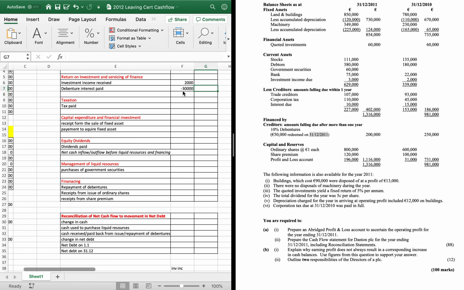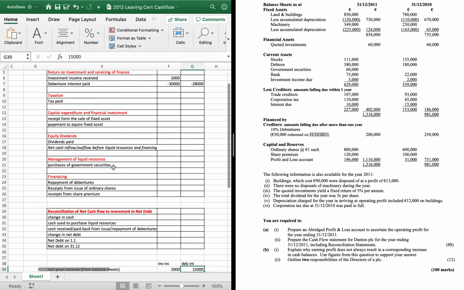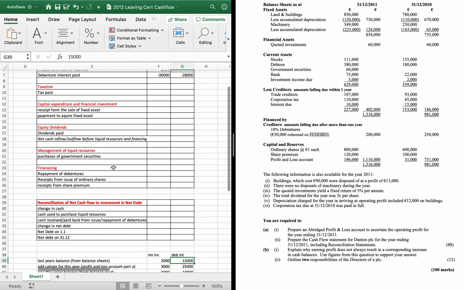Okay, and that will give you minus 28 as a total of those. Next one then, taxation paid. Same process. That's your corporation tax. Last year's balance is 45,000.